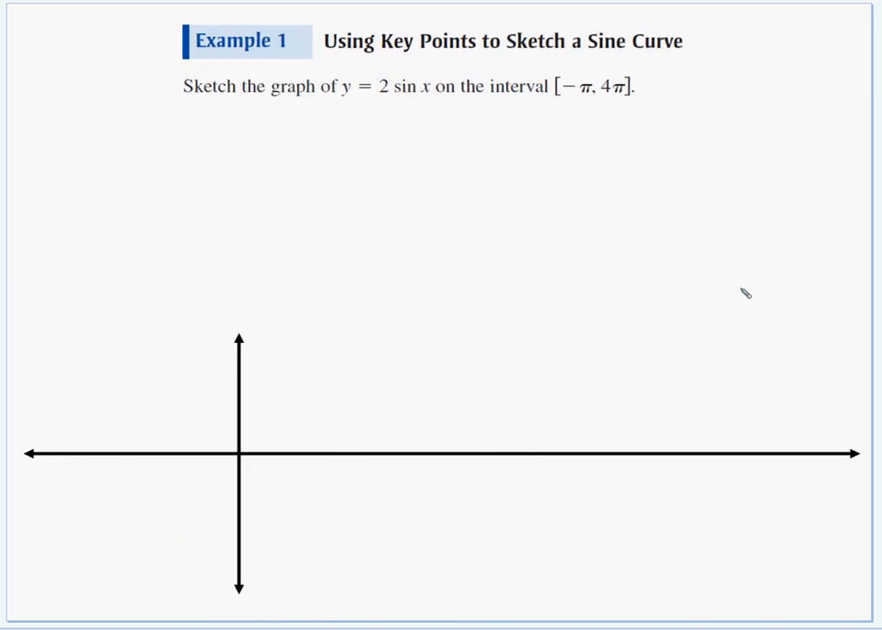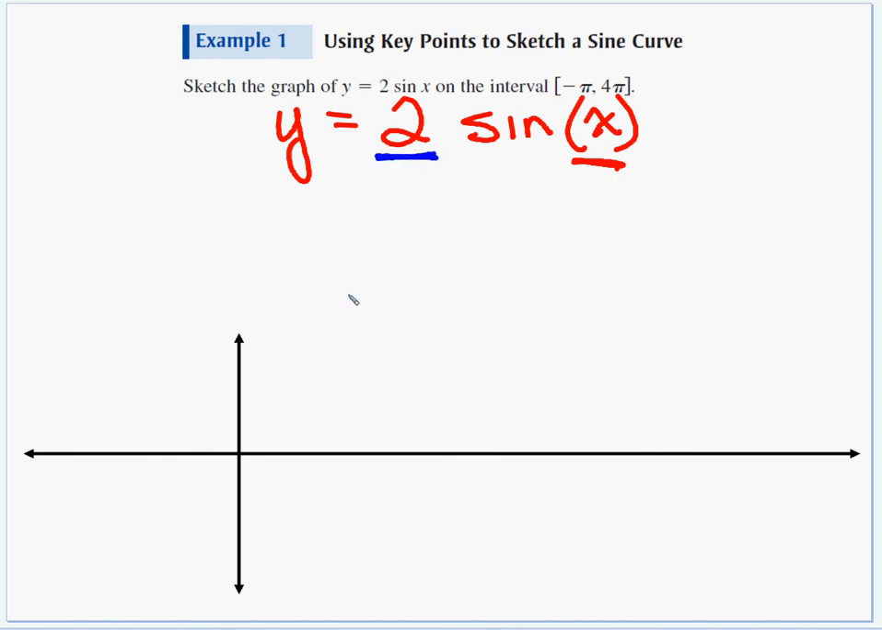So when we go back here, I look at y equals, I'm just going to write it a little bigger here, 2 sine x. So it's still just sine of 1x, so we don't have to worry about the amplitude or the period being changed, but we have this 2 here. And that means our graph will go from a high of positive 2 to a low of negative 2. And they also give us an interval here, negative pi to 4 pi.